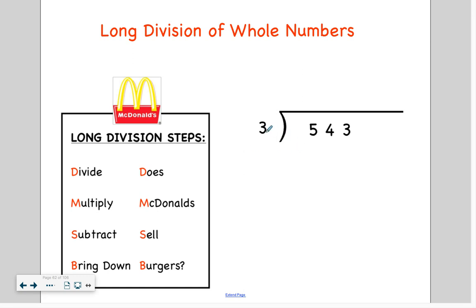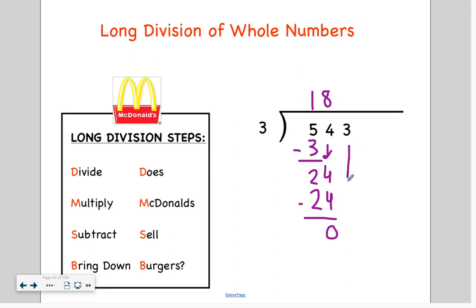So first we ask ourselves, 3 goes into 5 how many times without going over? That's the division part. 3 goes into 5 one time. Multiply, 1 times 3 is 3. Subtract, 5 minus 3 is 2. Bring down the 4. 3 goes into 24 8 times. 8 times 3 is 24.